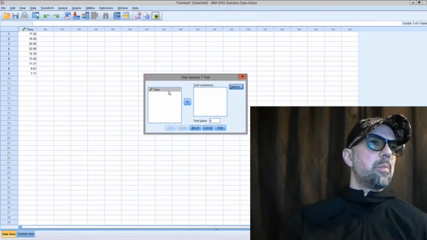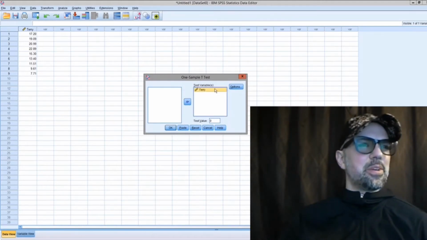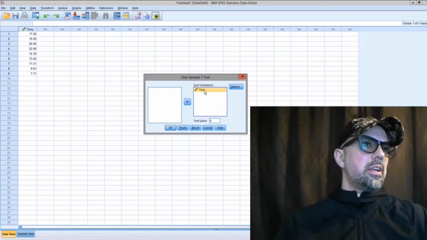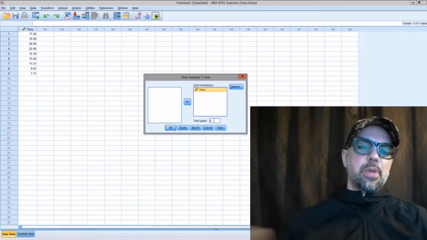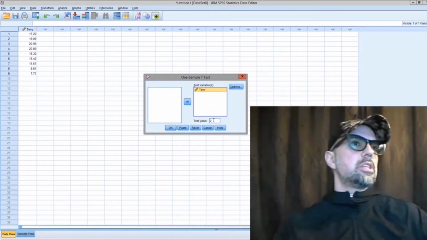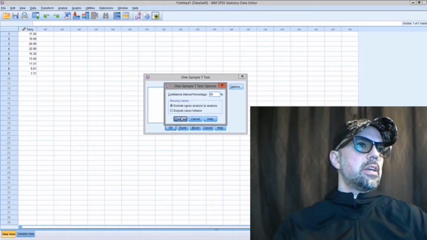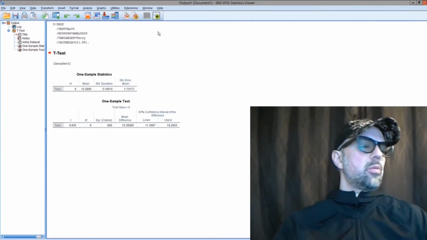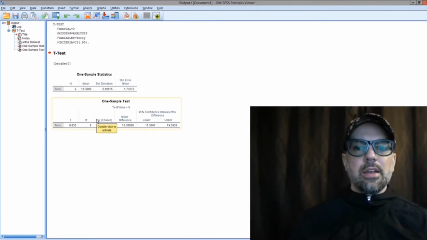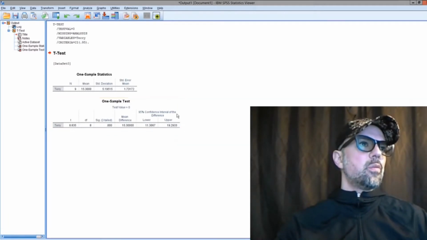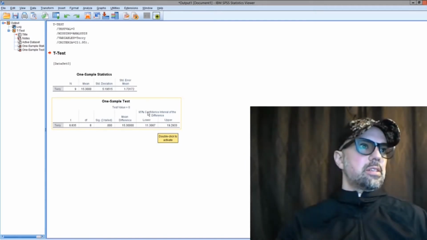And whoops, we're going to pop Terry in here into our test variables. I got so carried away with confidence intervals, I forgot some of the basics. So we got Terry in here as our test variable. We got our test value at 0 because we're interested in how much time do they spend with the terry cloth mother. Options over here, confidence interval percentage at 95%. We hit OK, and we get the same output that we've been looking at all this time. But what I want to do is draw your attention to this little section over here where it says 95% confidence interval of the difference. There it is. There's your 95% confidence interval.